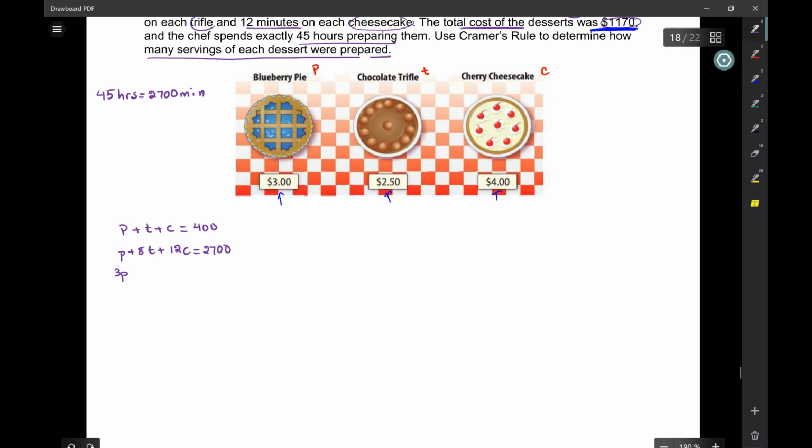This one appears as a 5. Let me just write that better. Plus 2.5T plus 4C is 1170. Okay, there we go. And now we're supposed to use Cramer's rule to solve this.